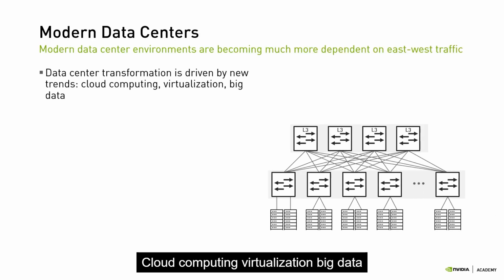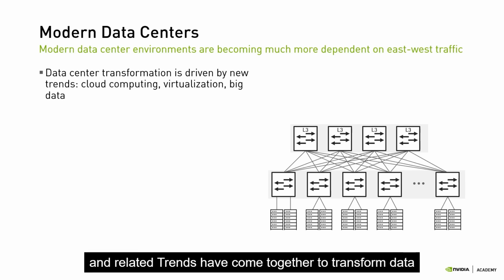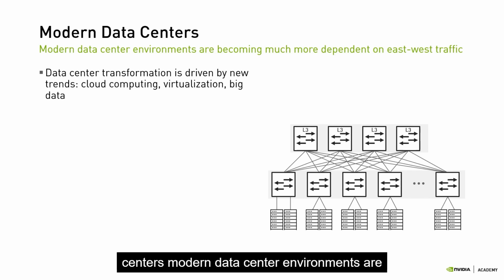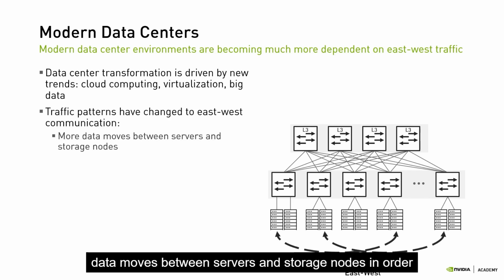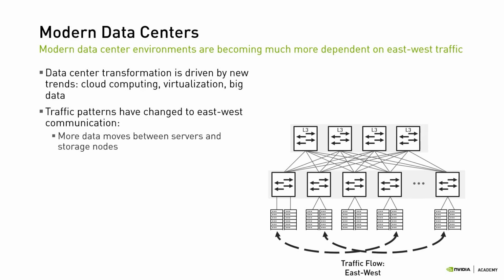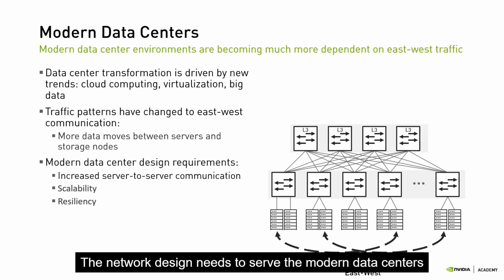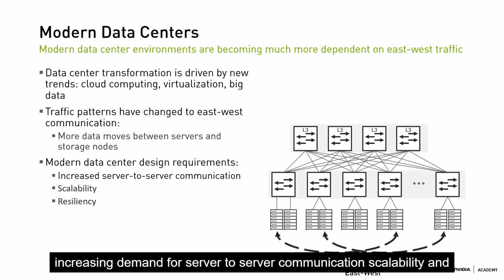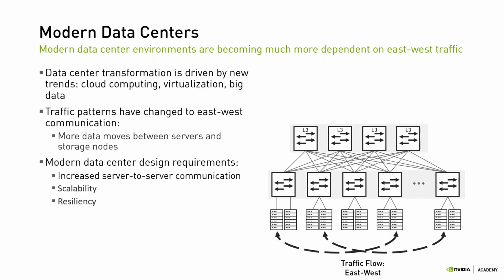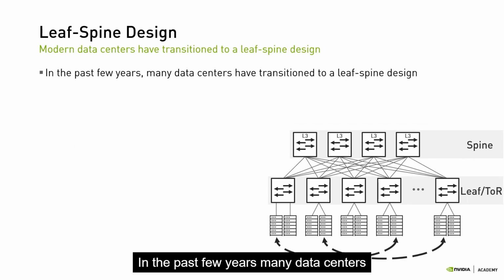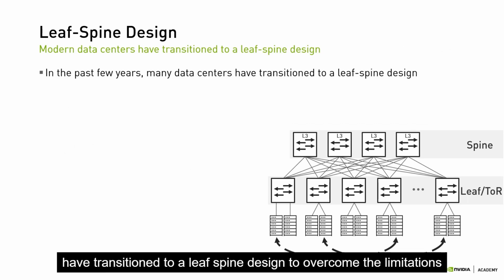Cloud computing, virtualization, big data, and related trends have come together to transform data centers. Modern data center environments are becoming much more dependent on east-west traffic, as more data moves between servers and storage nodes in order to meet end-user demands. The network design needs to serve the modern data center's increasing demand for server-to-server communication, scalability, and resiliency. In the past few years, many data centers have transitioned to a leaf spine design to overcome the limitations of the hierarchical design.